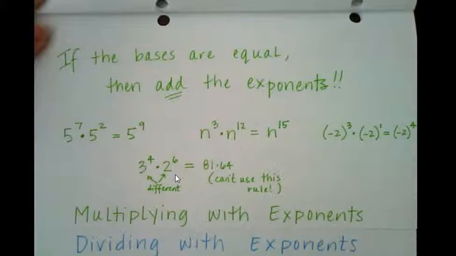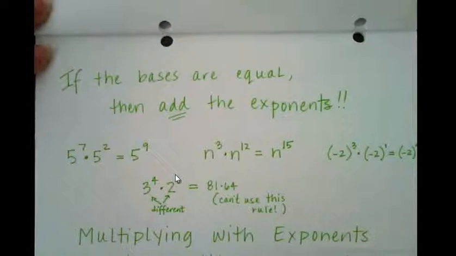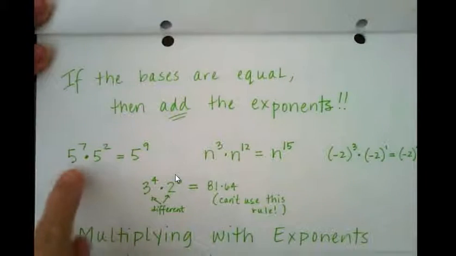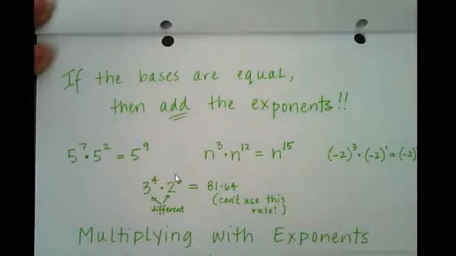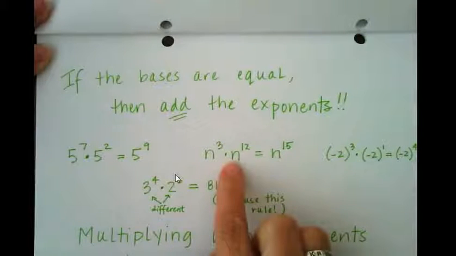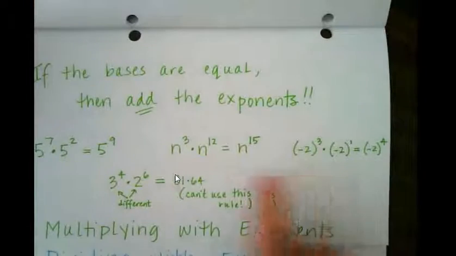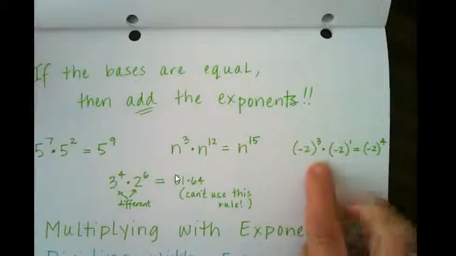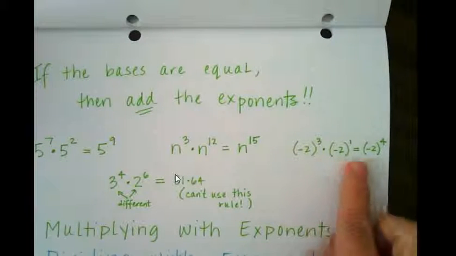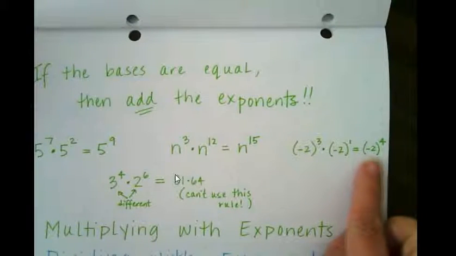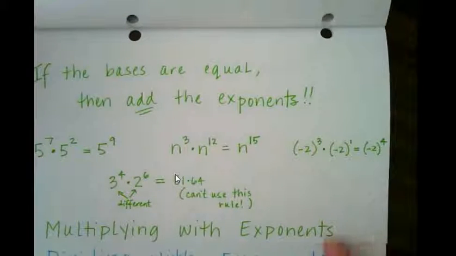And what we discussed was that, or what you found I guess, in your investigation, was that if the bases are equal, then you're going to add the exponents together. So I have a few examples on here. 5 to the 7th times 5 squared is 5 to the 9th, so you add the exponents together. Here the base numbers are the same, so you add the exponents together. So it works with variables. It also works with negatives. Remember, the base number doesn't change, so the base is still -2. But we add the exponents together.